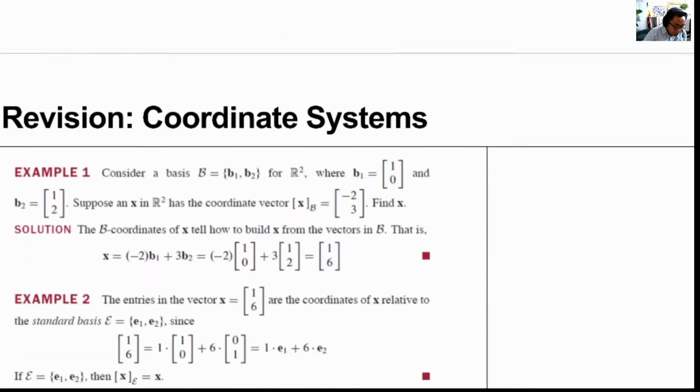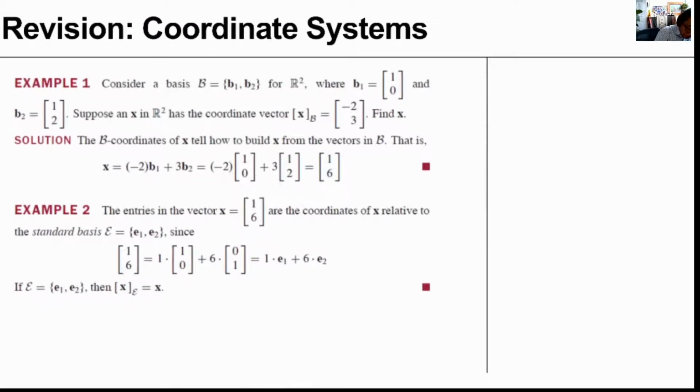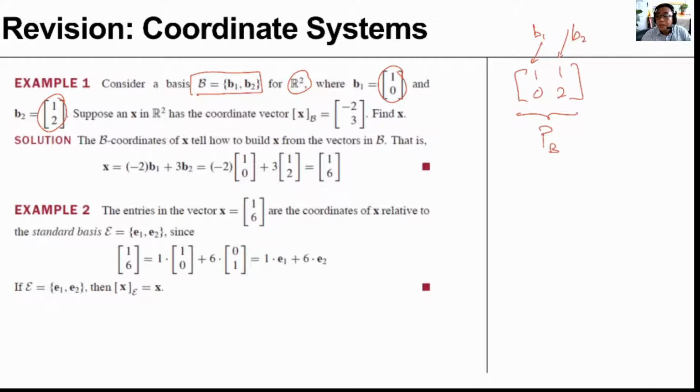Let's have an example. Now, we have a vector space R2. We're given B1 and B2 as the basis. B1 is (1, 0), B2 is (1, 2). So we can put it this way. This is P_B. This is B1. This is B2. The two columns are independent, and these two columns span R2. So P_B is a basis.